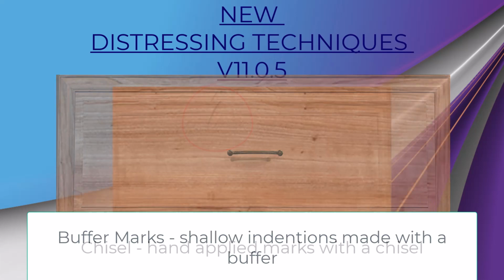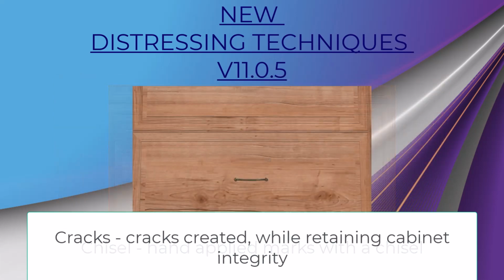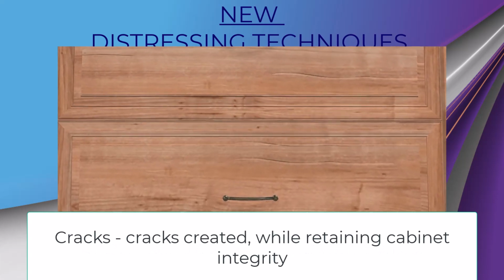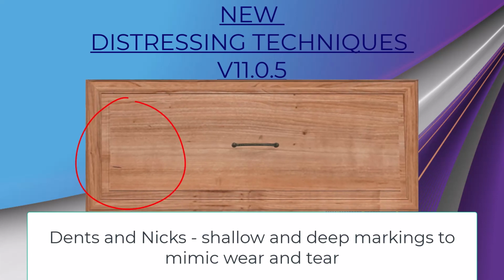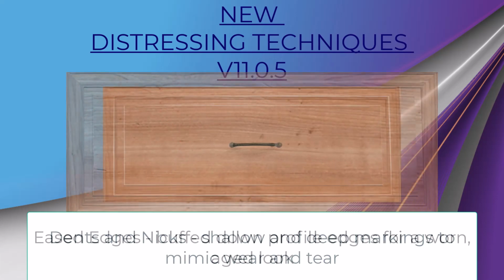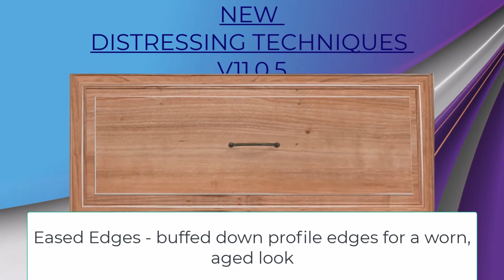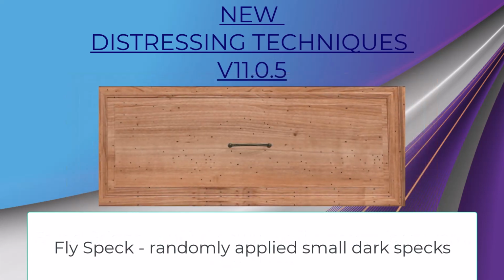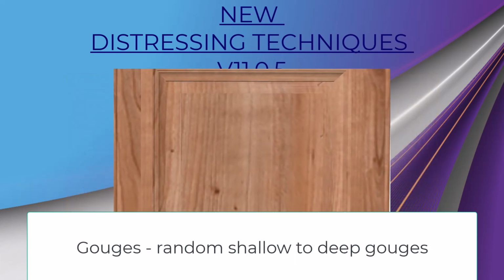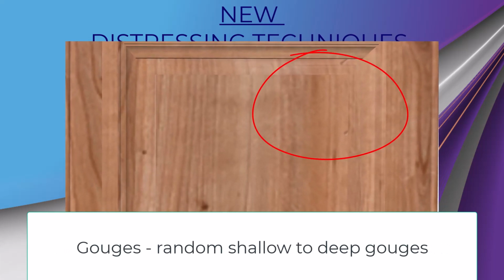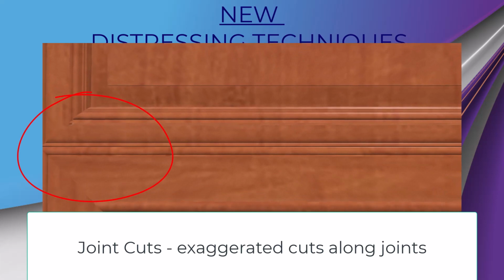made with a buffer. Chisel, hand-applied marks with a chisel. Cracks, cracks created while retaining cabinet integrity. Dents and Nicks, shallow and deep markings to mimic wear and tear. Eased Edges, buffed down profile edges for a worn, aged look. Fly Speck, randomly applied small dark specks. Gouges, random shallow to deep gouges. Joint Cuts, exaggerated cuts along the joints.